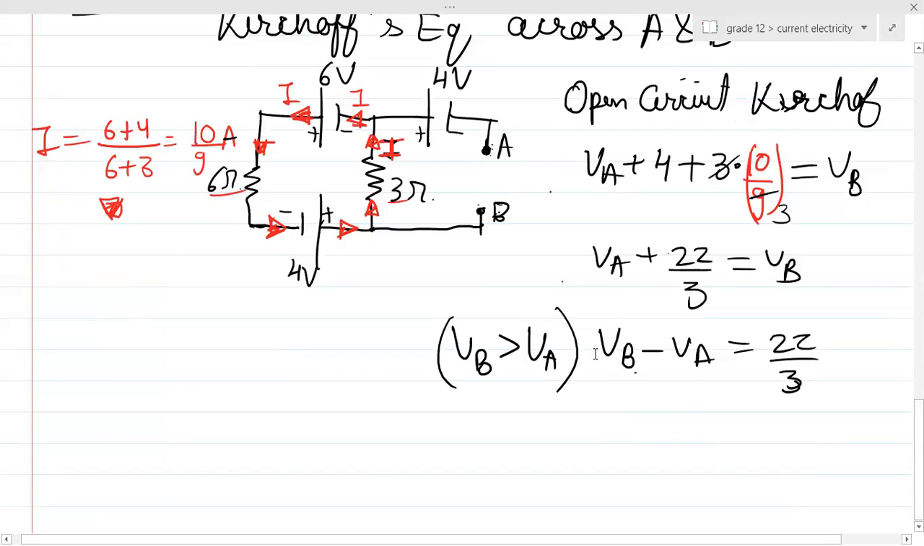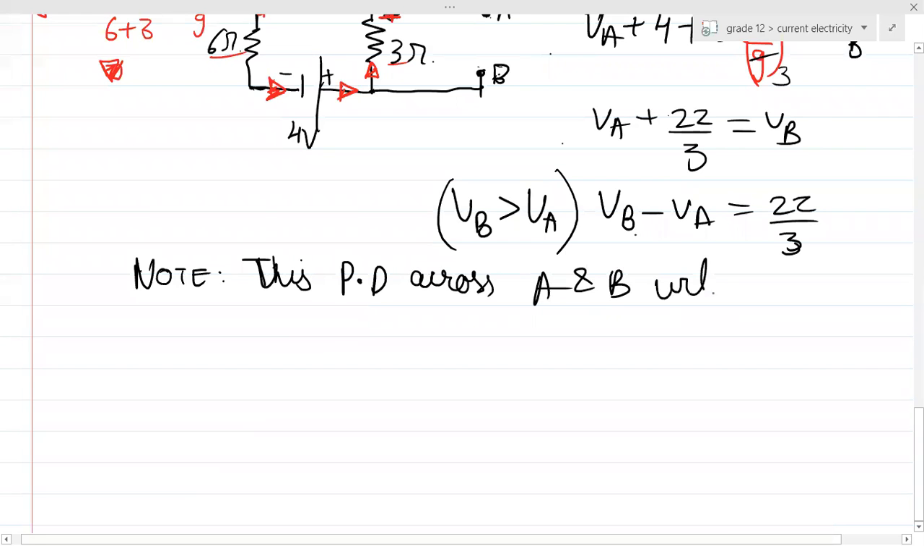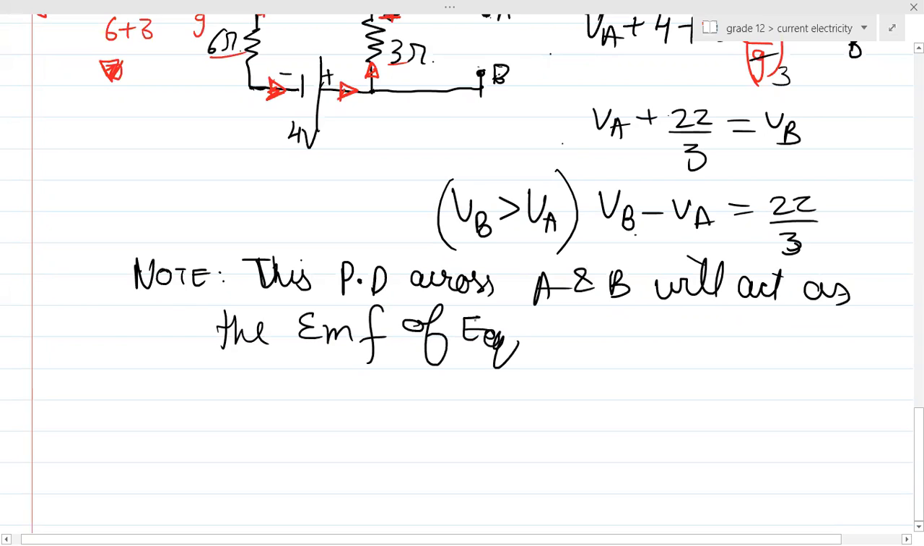So basically what will you do, guys? What will you do if this circuit is given to you? Last step. So note this VB minus VA, this potential difference across A and B will act as the EMF of the equivalent battery.